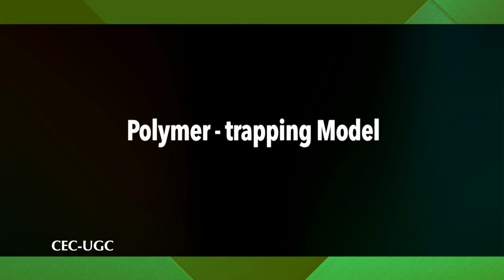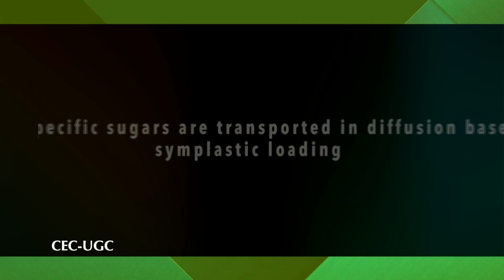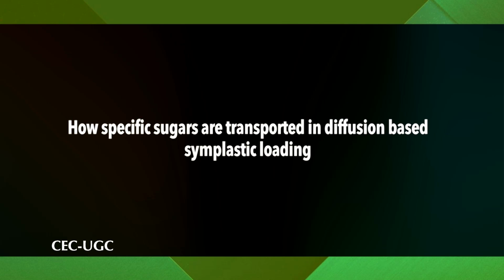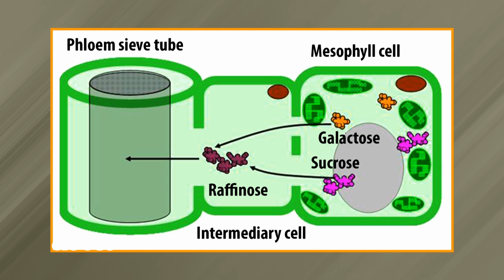Polymer trapping model. This model has been proposed to explain how specific sugars are transported in diffusion-based symplastic loading. According to this model, sucrose synthesized in the mesophyll diffuses from the bundle sheath cells into the intermediary cells symplastically. These cells are connected by abundant plasmodesmata.